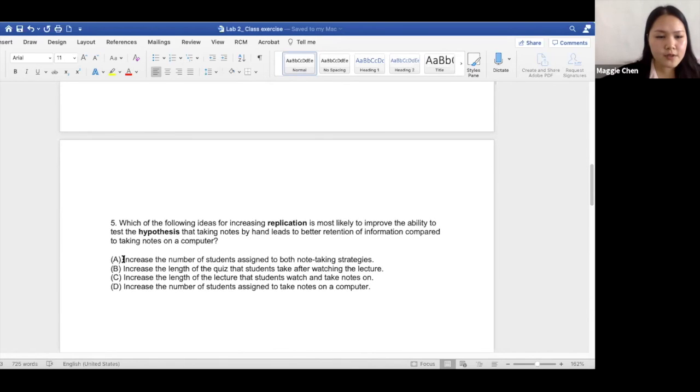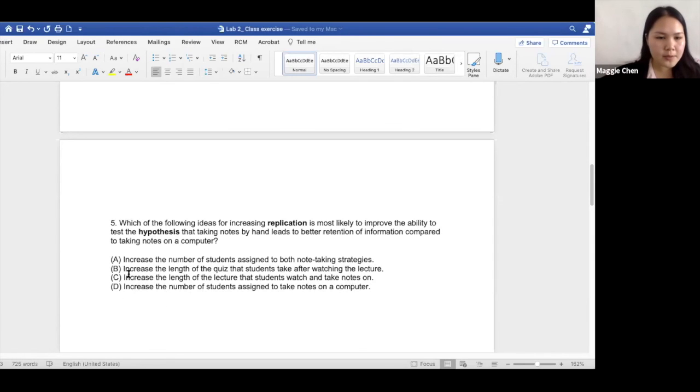Our 4 options are: A, increase the number of students assigned to both note-taking strategies, either note-taking by hand or via computer; B, increase the length of the quiz that students take after watching the lecture; C, increase the length of the lecture that the students watch and take notes on; and D, increase the number of students assigned to take notes on a computer.